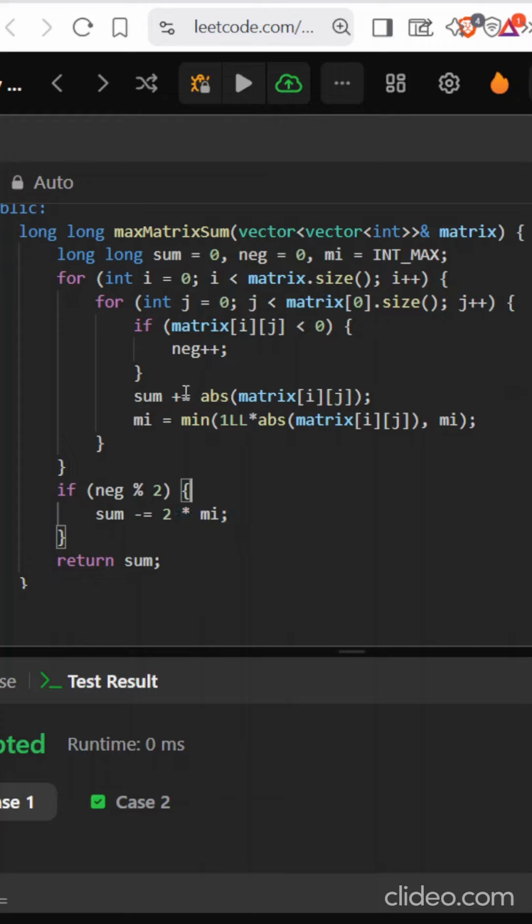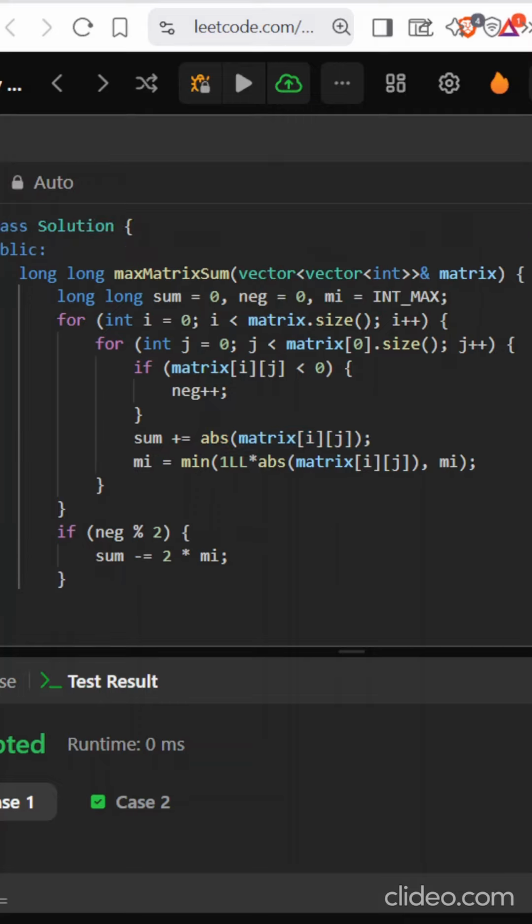And in sum I'm storing the absolute values, right? So I'm assuming that I will be able to make them all positive. That is why all the absolute values. And finally returning the sum. So yeah, that was all for this question. Thank you.